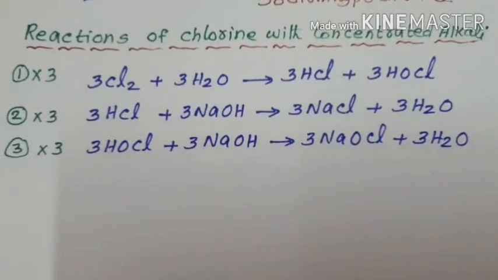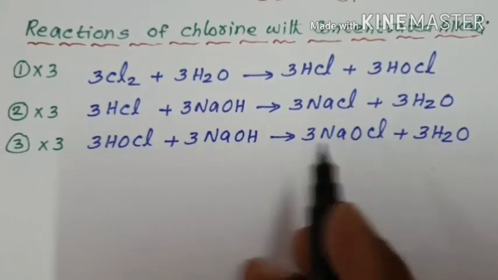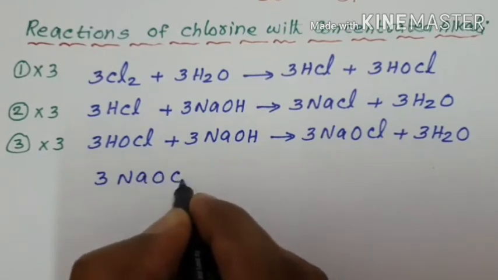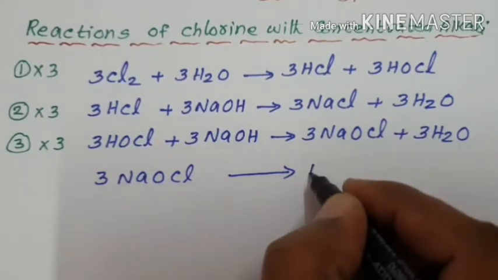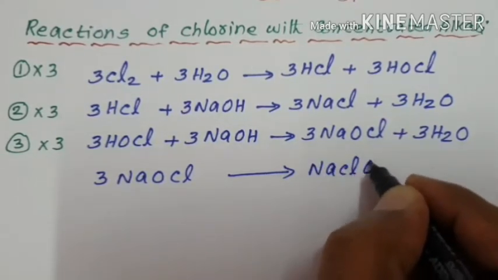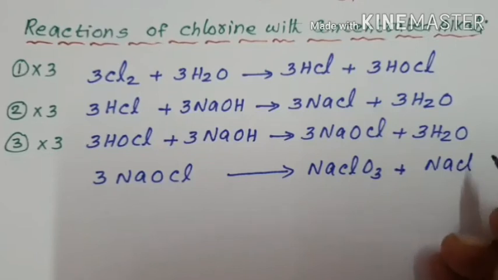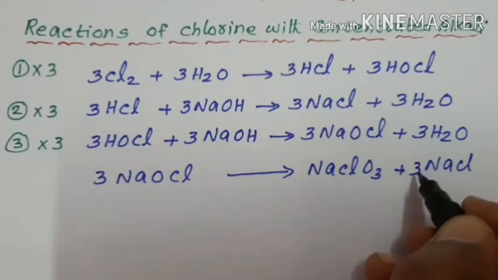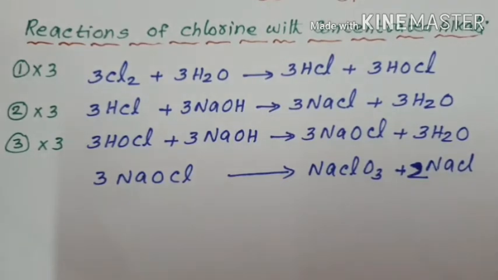Now come to the new reaction. The sodium hypochlorite formed in the third reaction undergoes decomposition and gives NaClO3 plus NaCl. This is our final reaction. Sodium: 1 plus 2 equal to 3, no, 1 plus 2 equal to, this is 2 not 3. Chlorine 3, 3 oxygen.